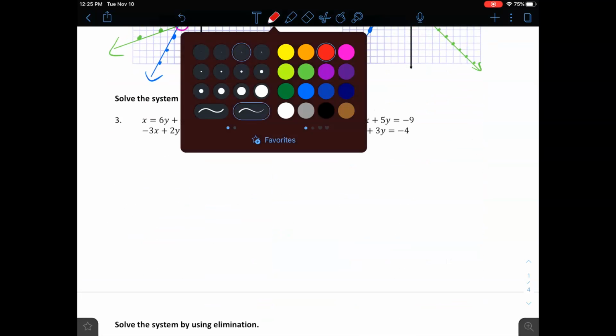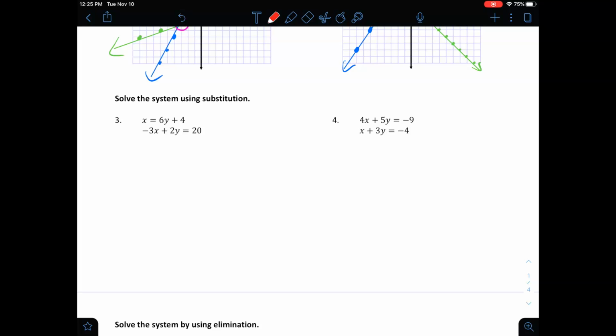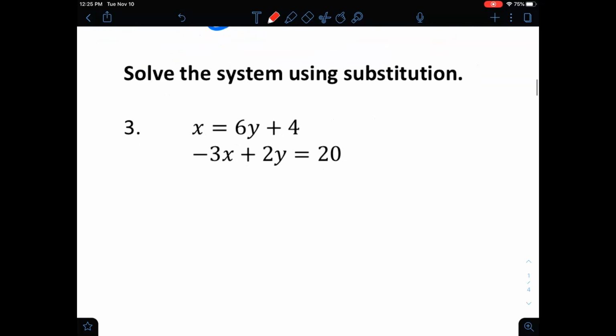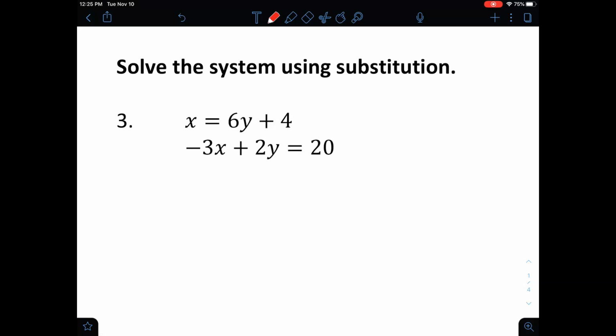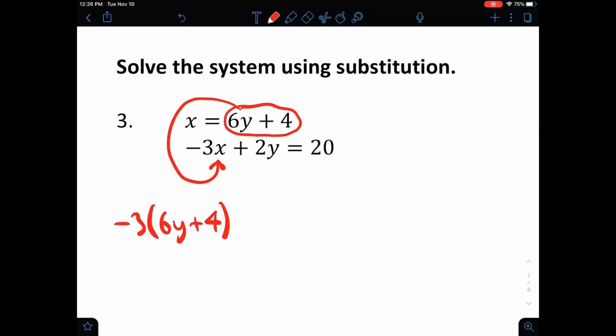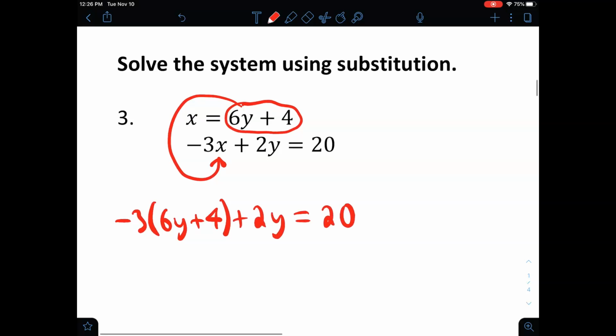All right, moving on. Solve the system using substitution. So for substitution, we need x or y by itself, and then we're literally going to take whatever x or y is equal to, and we're going to plug it into the other equation and solve. So let's go ahead and do that. We're going to take x equals 6y plus 4. We already have x by itself, so we're going to plug this 6y plus 4 in for x, because x equals that. So I'm going to write negative 3 times 6y plus 4 plus 2y equals 20.